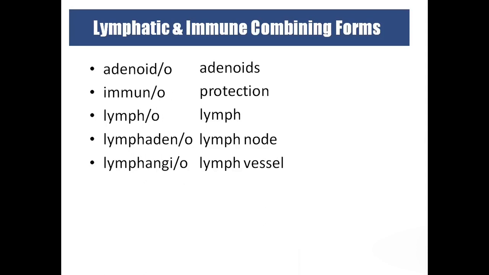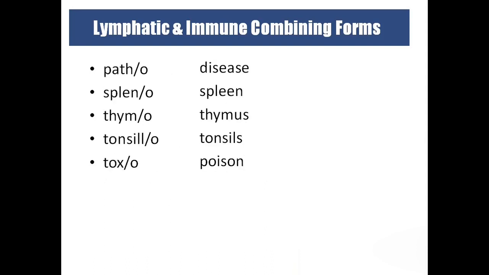Immuno, the meaning of immuno is protection. Lympho is lymph. Lymphadeno means lymph node. Adeno means enlarged gland. That's it. And lymphangio, lymph vessel. Patho is disease. So pathology, study of disease. Spleno is spleen. Just remember, the spleen is the graveyard of RBC. The RBC will die in the spleen.